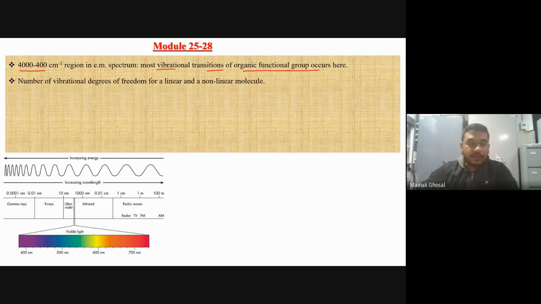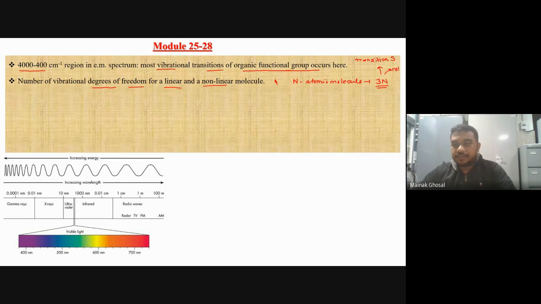Now, one thing is the number of vibrational degrees of freedom for a linear and a non-linear molecule. You can derive this. Suppose you have an n-atomic molecule. It can move in three directions, x, y, z, so a total of 3n degrees of freedom are present in the molecule. From that, 3 will be translational, since it can move in any of the x, y, z directions.